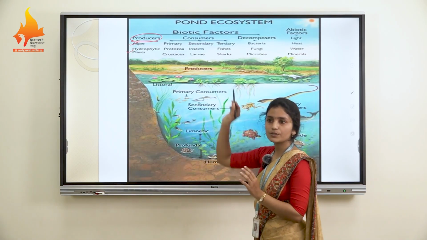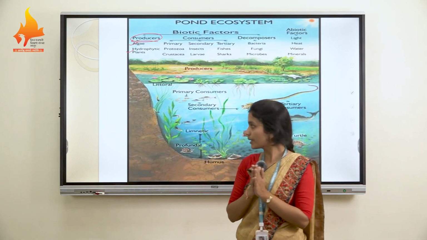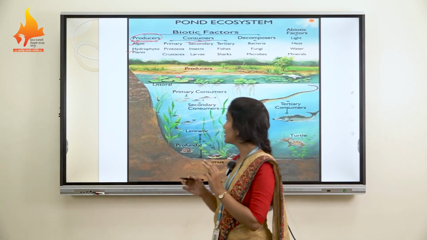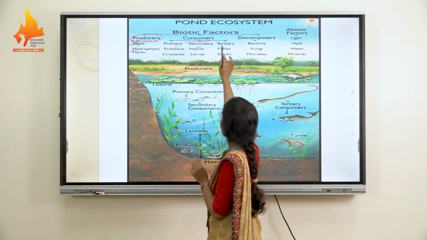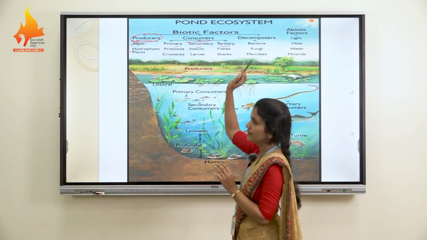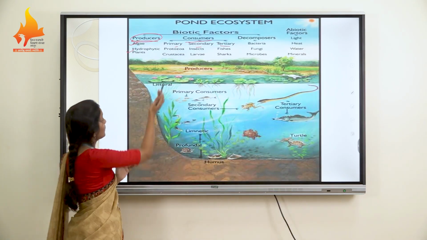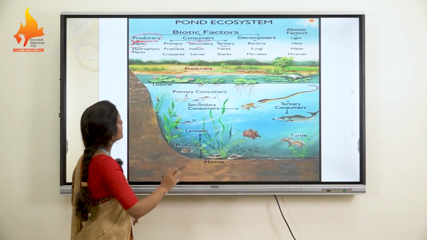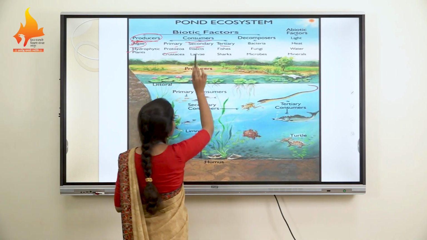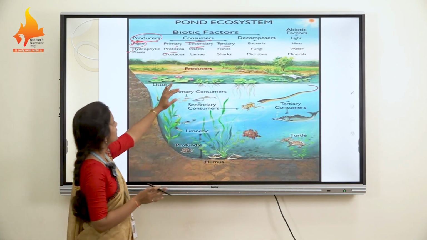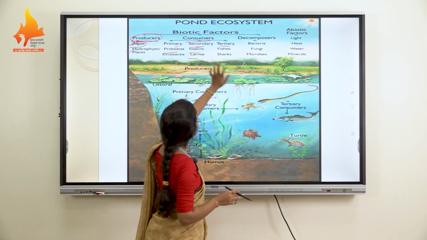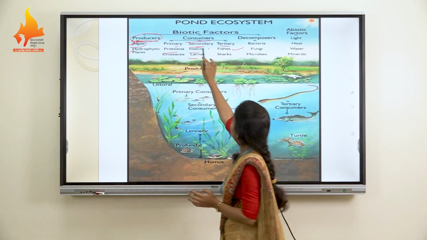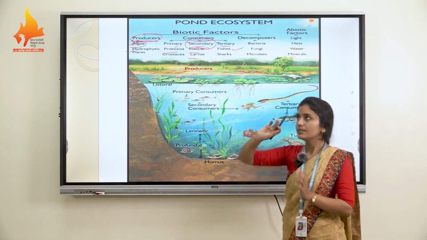Next, consumers, which depend upon other organisms. The consumers are of three types: primary consumer, secondary consumer and tertiary consumer. What is a primary consumer? One which directly depends upon the phytoplanktons or the plants, for example, protozoa. Next, the secondary consumer, which depends upon the primary consumer, for example, insects or larvae. Next, the tertiary consumer, which includes the large fishes which depend upon the secondary consumer.